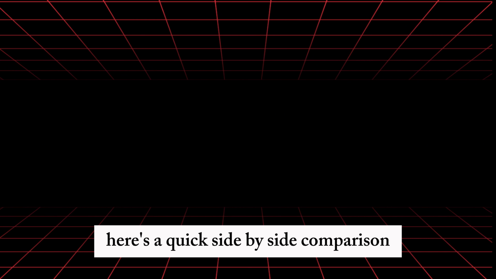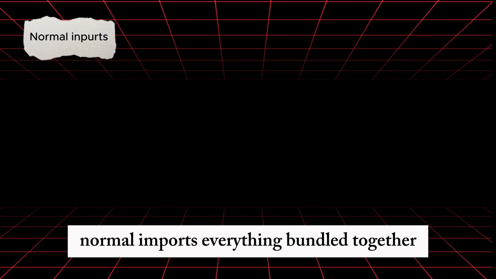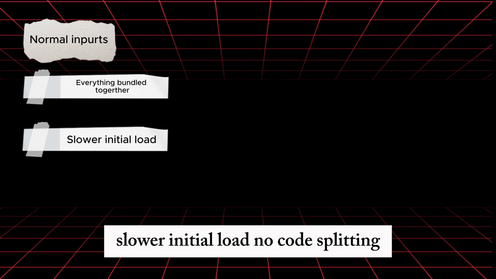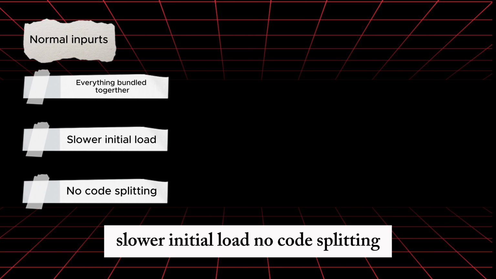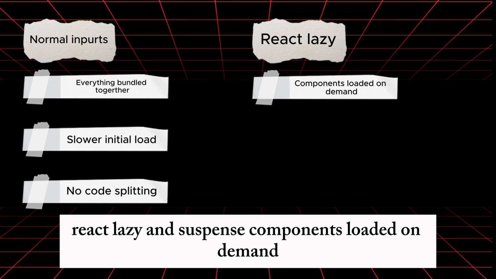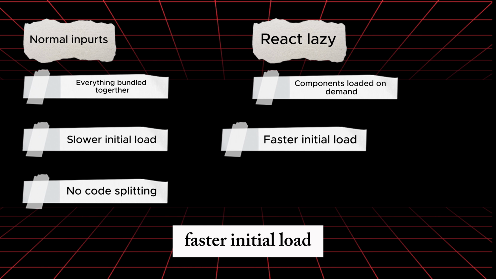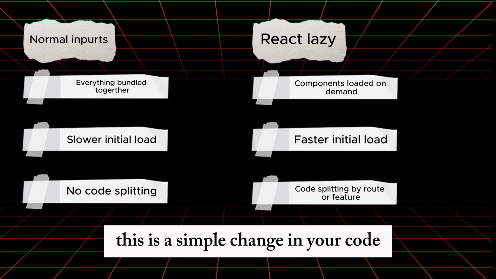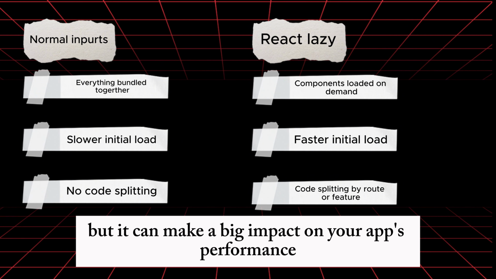Here's a quick side-by-side comparison. Normal imports: everything bundled together, slower initial load, no code splitting. React.lazy and Suspense: components loaded on demand, faster initial load, code splitting by route or feature. This is a simple change in your code, but it can make a big impact on your app's performance.